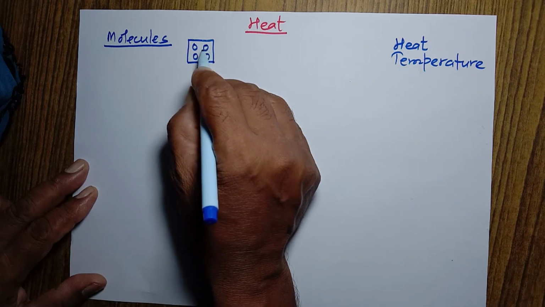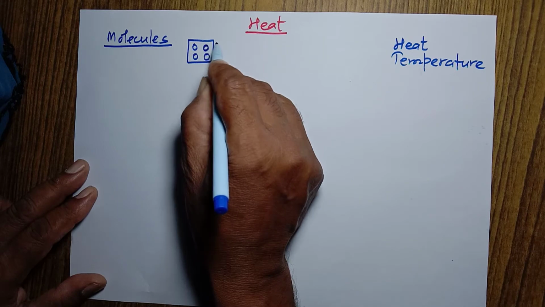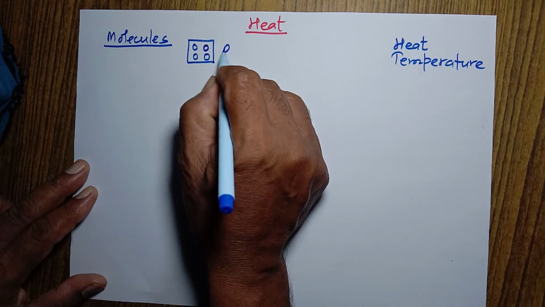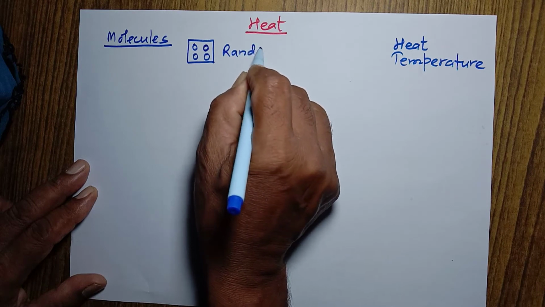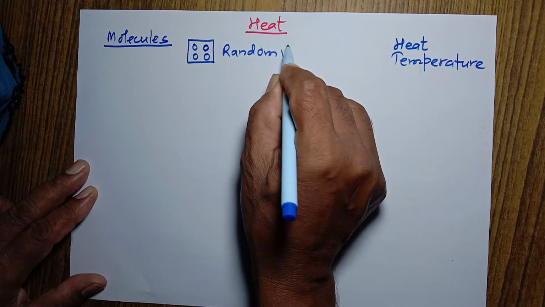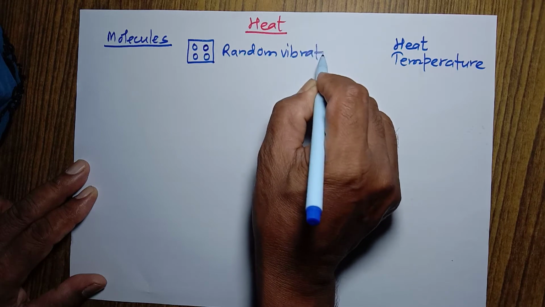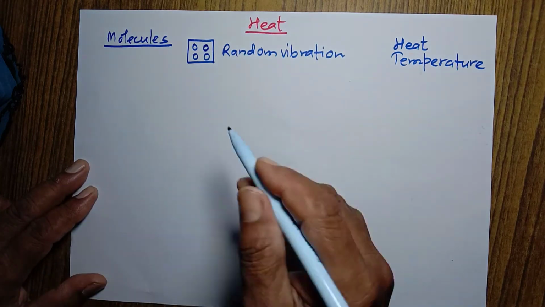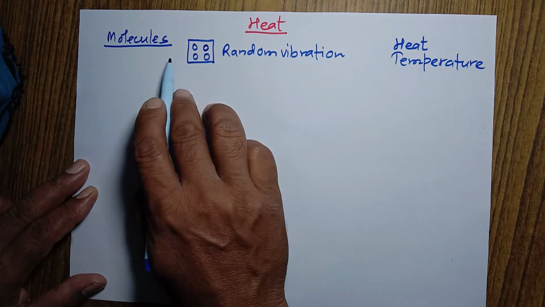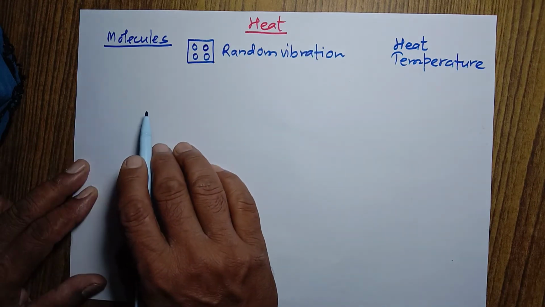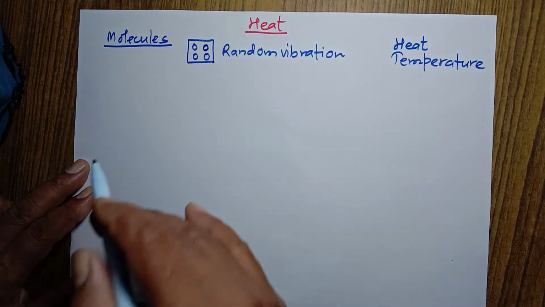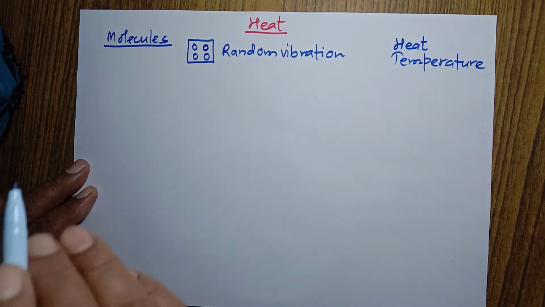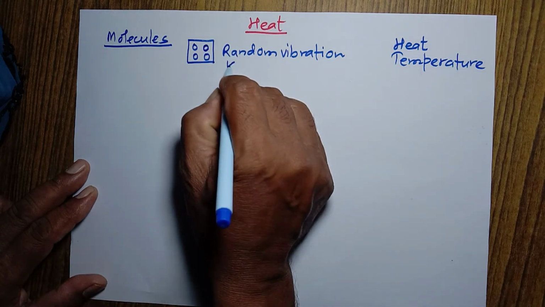Vibrating means moving from their mean position to right, left, up, down, every possible direction, and this is called random vibration. Okay, till now what I told you: every substance is made up of tiny particles, molecules, and these molecules are randomly vibrating. Now, another matter I want to introduce: if you remember, moving bodies have kinetic energy.